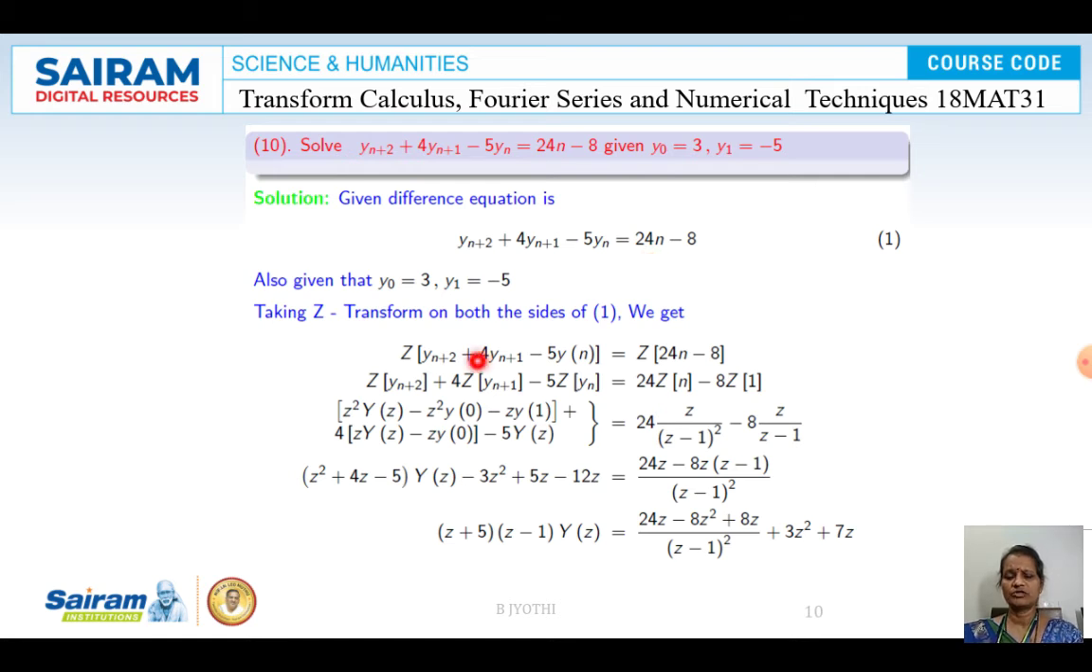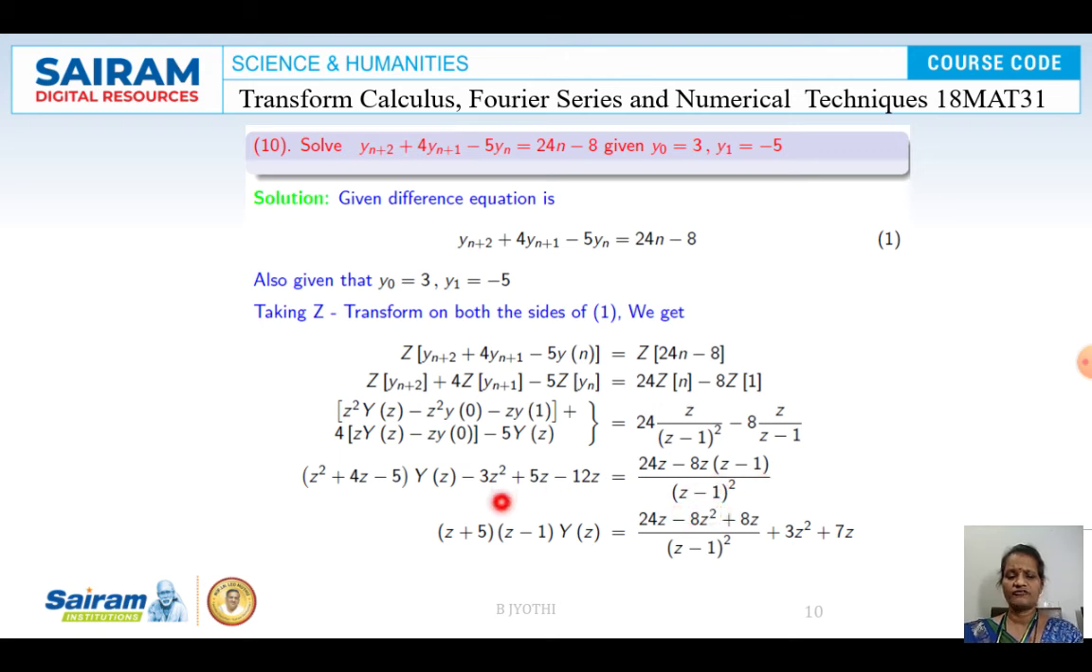Take the z transform on both the sides and apply the shifting property. When we apply the shifting property, and the linearity property on the right hand side, we get 24 into Z of n minus 8 into Z of 1, that is 24z by (z minus 1) whole square minus 8 into z by z minus 1. That on simplification, taking the LCM, is (24z minus 8z into (z minus 1)) divided by (z minus 1) the whole square.